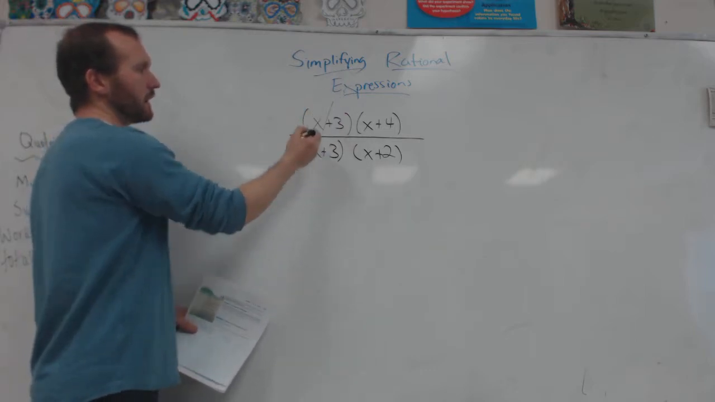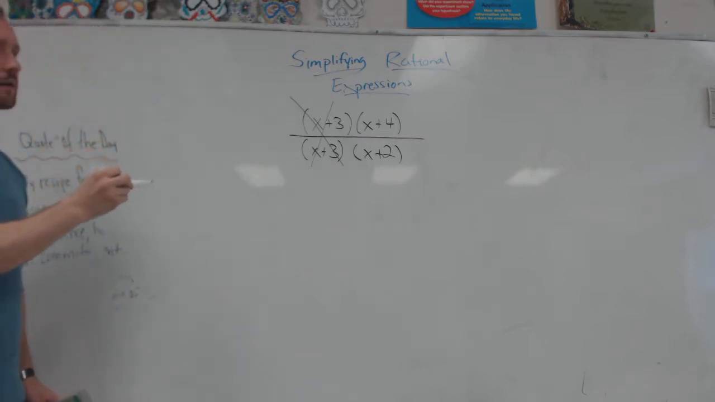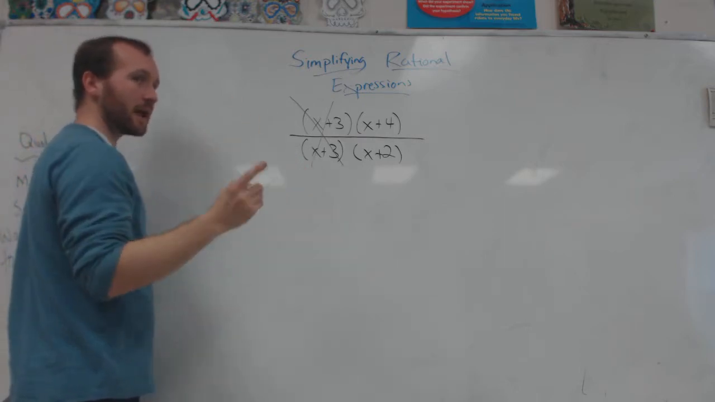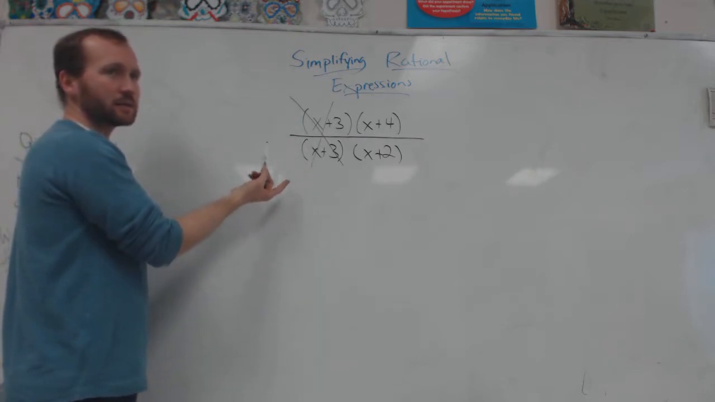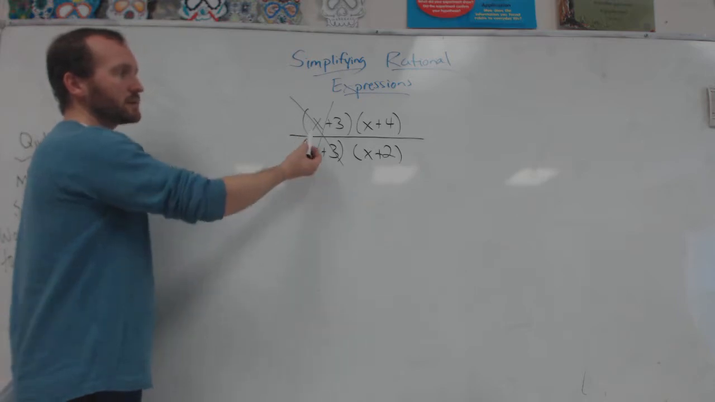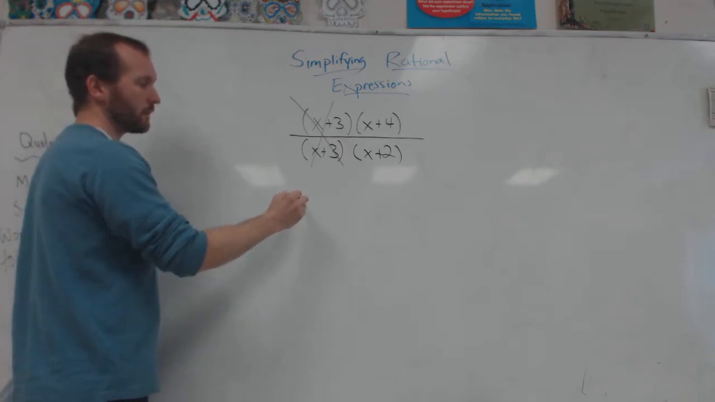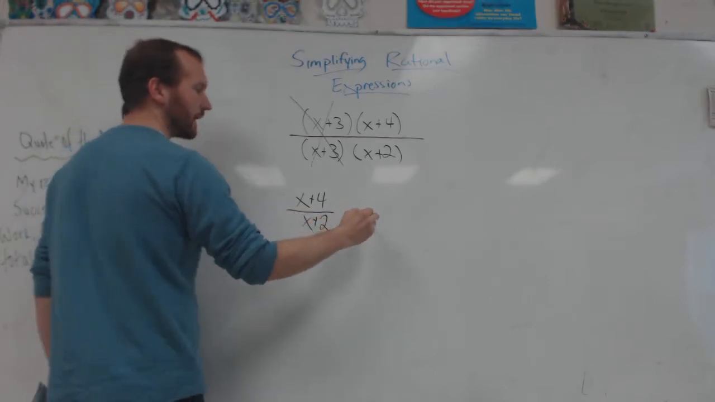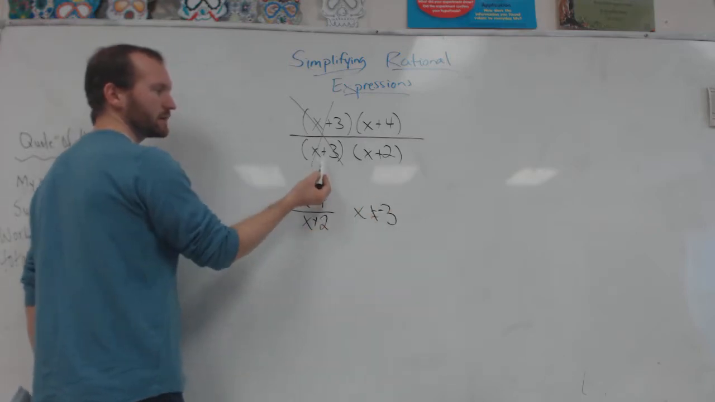So for this problem, I would cancel out the x plus 3, but when is that not allowed? If x was negative 3, then I actually couldn't cancel that out because then it doesn't equal 1. Then I'm canceling 0 over 0, which isn't really allowed. So I'm left with x plus 4 over x plus 2. But I have to say, x does not equal negative 3, because negative 3 is what would have made this 0.